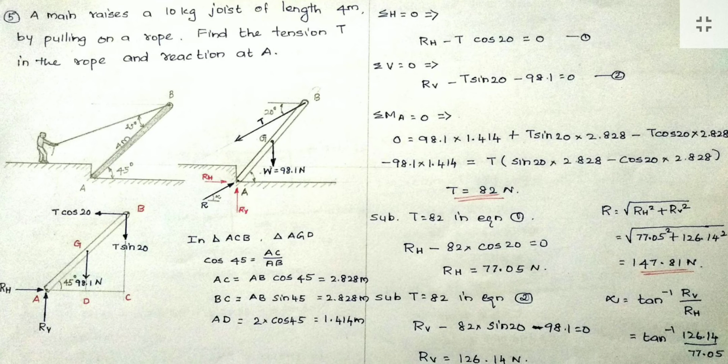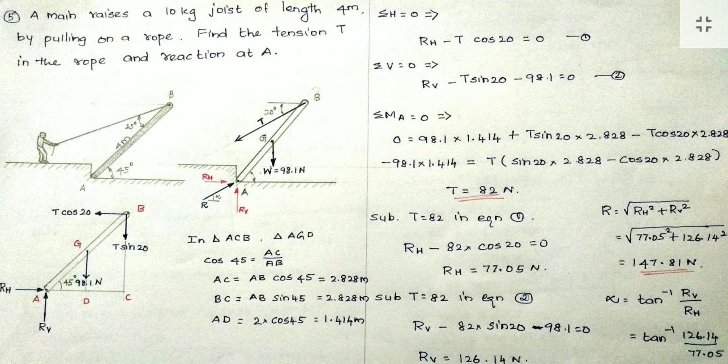This 98.1 Newton, as it is hinged at point A, will rotate the joist in which direction? Clockwise direction. It is hinged at A, the downward force is acting, so this will rotate in clockwise direction. So it is positive 98.1 into the perpendicular distance. This is a vertical force, right? The horizontal distance AD is the perpendicular distance. So for this 98.1, AD is the perpendicular distance. AD value is 1.414.